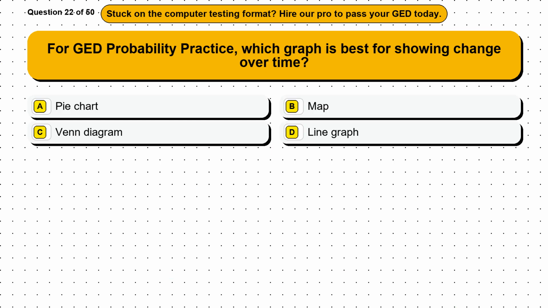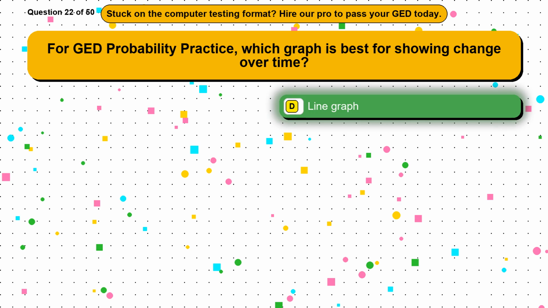Question 22. For GED probability practice, which graph is best for showing change over time? Option A, pie chart. Option B, map. Option C, Venn diagram. Option D, line graph. The correct answer is option D.